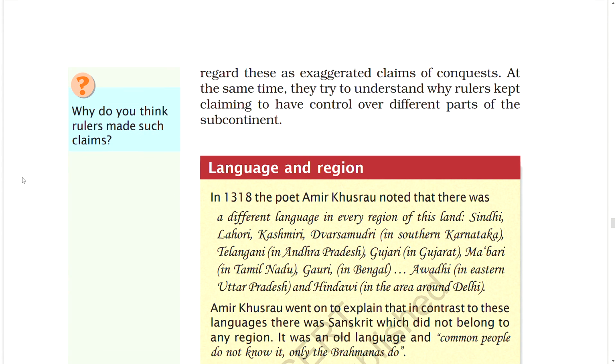Why do you think rulers made such claims? Comment on this. Regard these as exaggerated claims of conquest. At the same time, try to understand why rulers kept claiming to have control over different parts of the subcontinent.